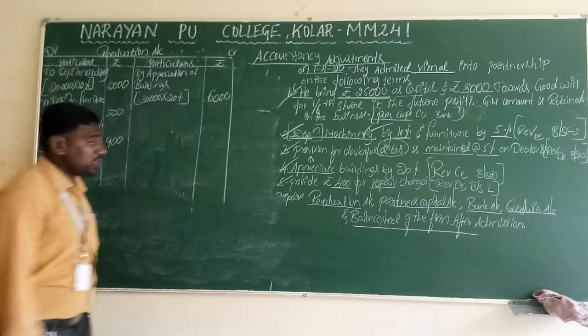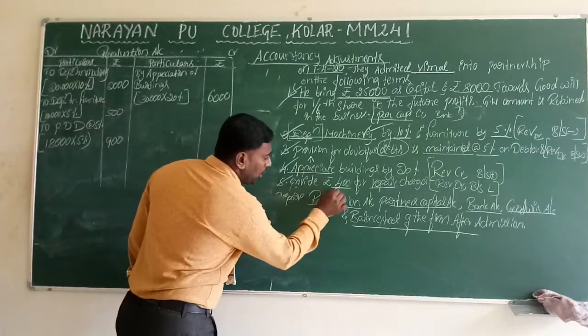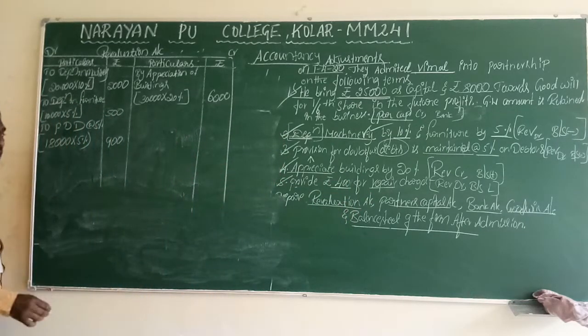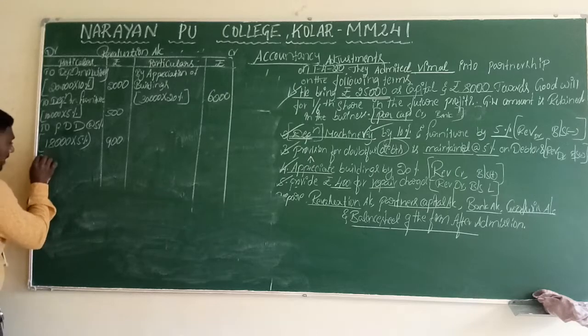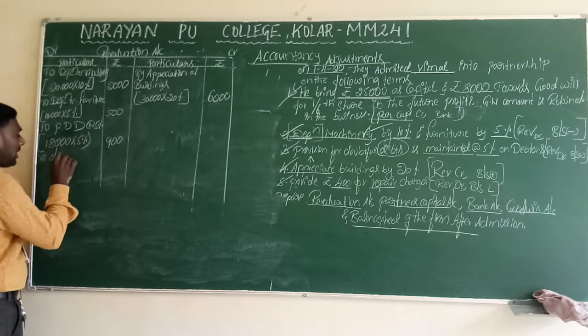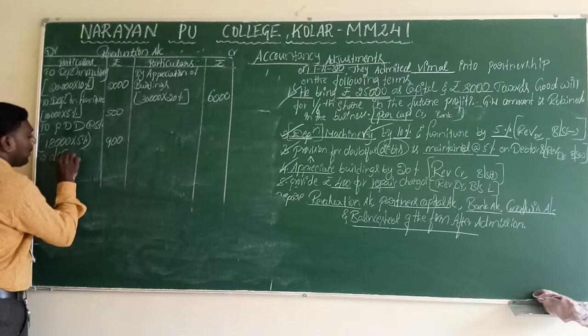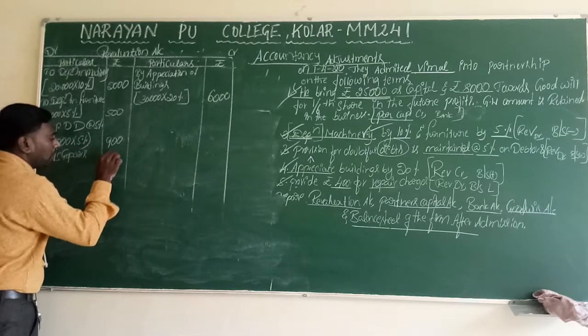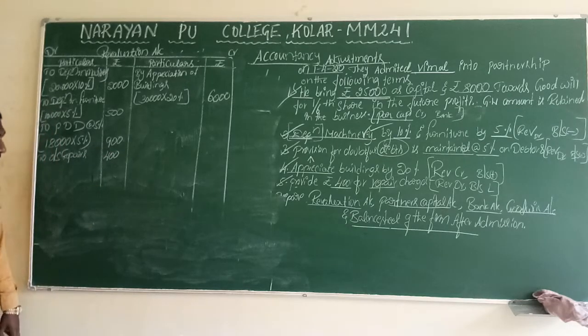And the last adjustment: provide rupees 400 for repair charges. Repair charges is an expense. So here, to outstanding repairs, that may be paid later. The value is 400 rupees.